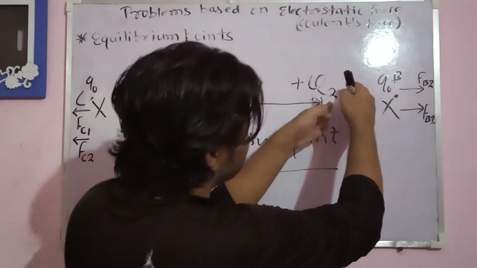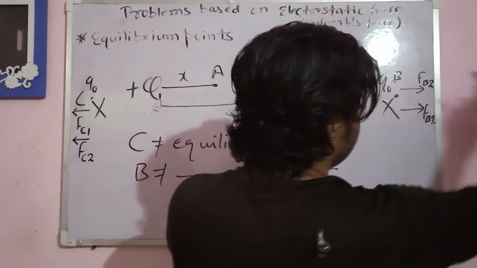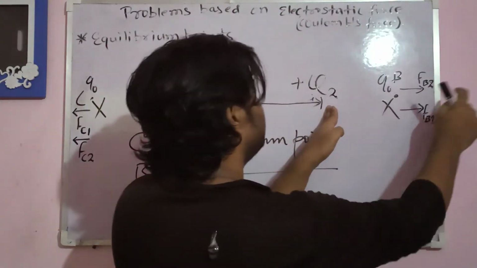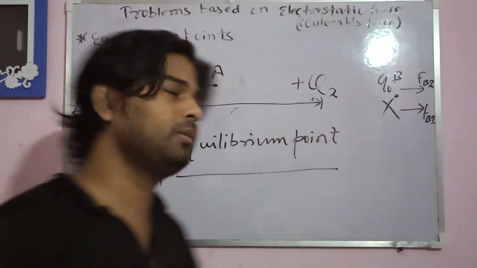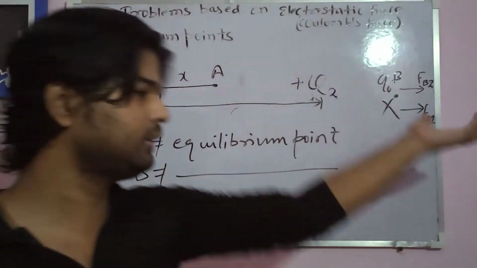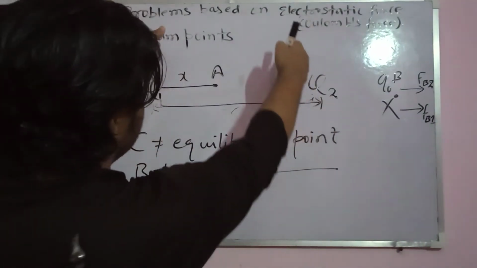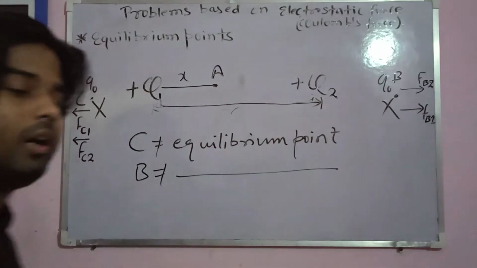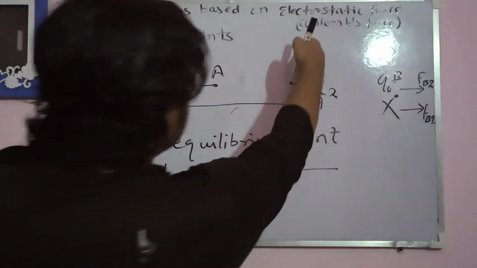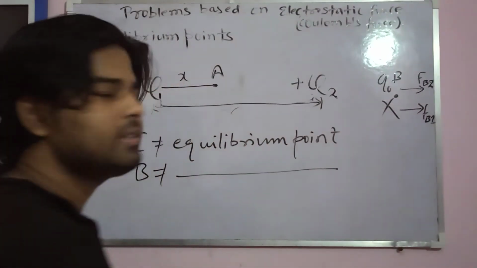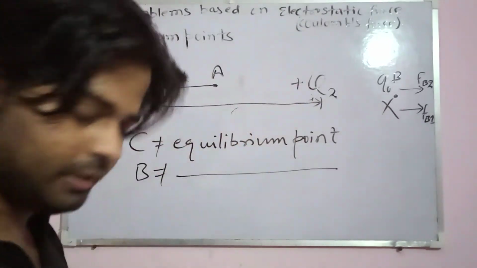So if you take any point from Q2 to infinity, like B here, there is no chance of getting an equilibrium point to that side of Q2 and to this side of Q1. Now, the region left is only this. So our guess will be that only this region gives us an equilibrium point in between.